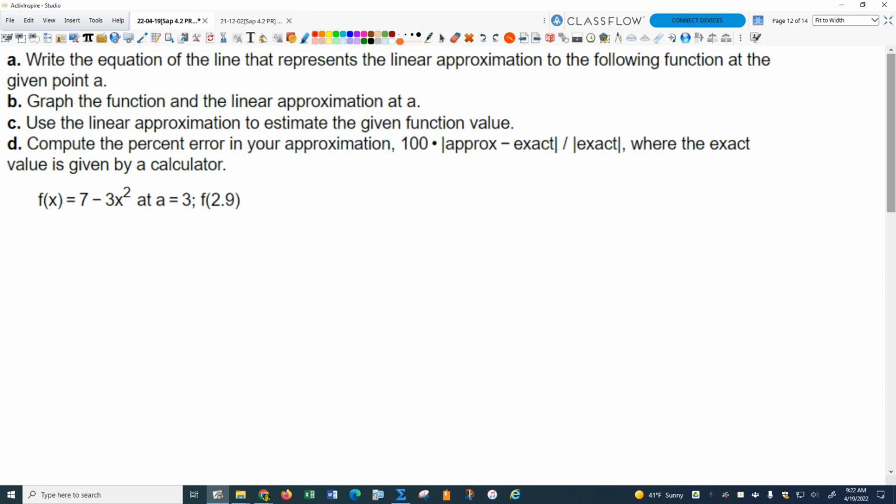So they're giving you a function, f of x equals 7 minus 3x squared. They're telling you that our point of tangency in this case is going to be 3, and we want to use a linear approximation to estimate the value of the function at 2.9.